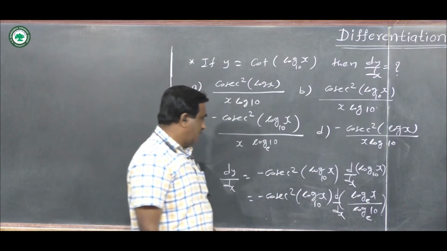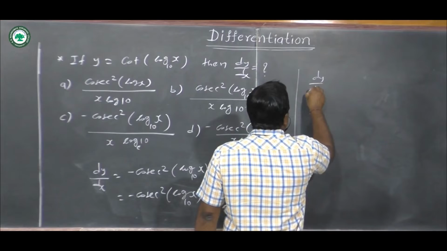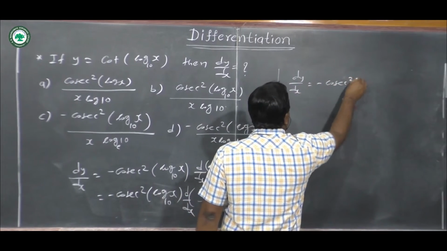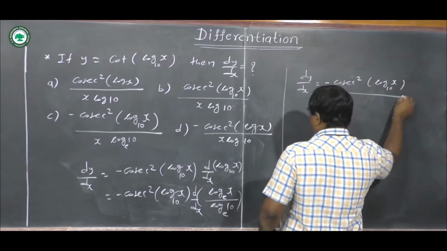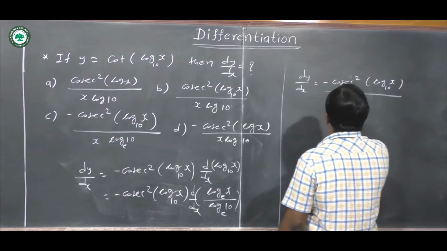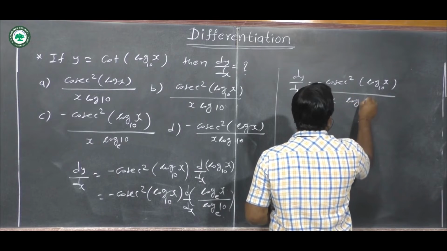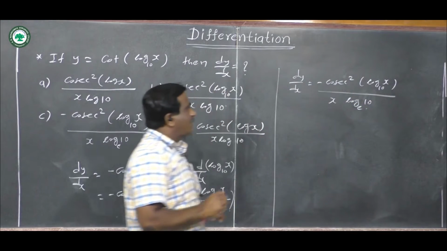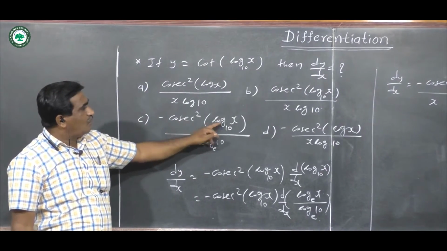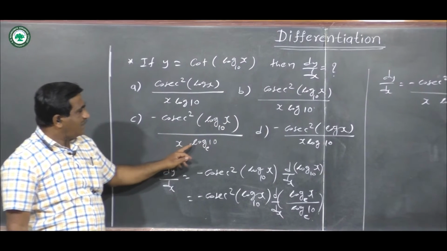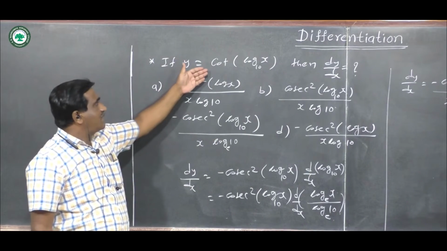Derivative of log x, 1 upon log 10 is a constant term, and derivative of log x is 1 by x. Therefore we get dy by dx is equal to minus cosec square of log x to the base 10 upon derivative of log x is 1 upon x, therefore we can write 1 upon x into this constant term log 10 to the base e. Now the correct answer is option C. Minus cosec square of log x to the base 10 upon x into log 10 to the base e. So this is the correct answer for this example.